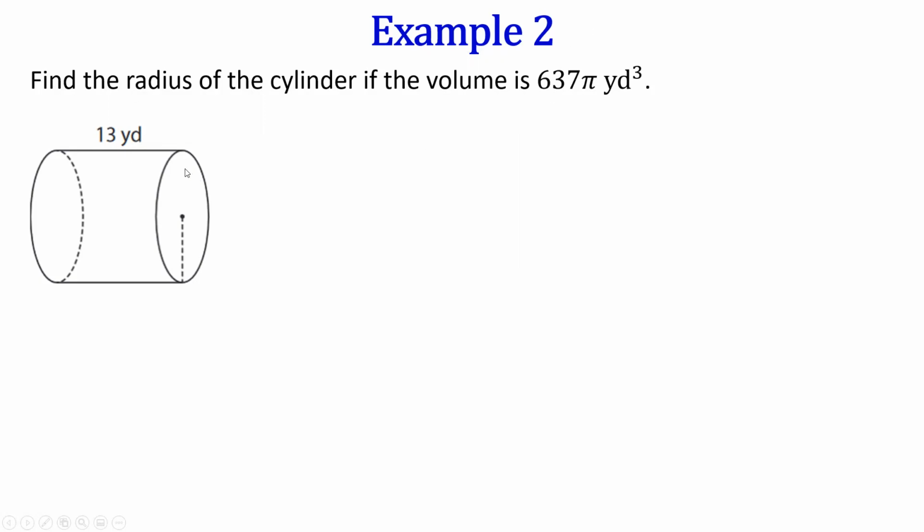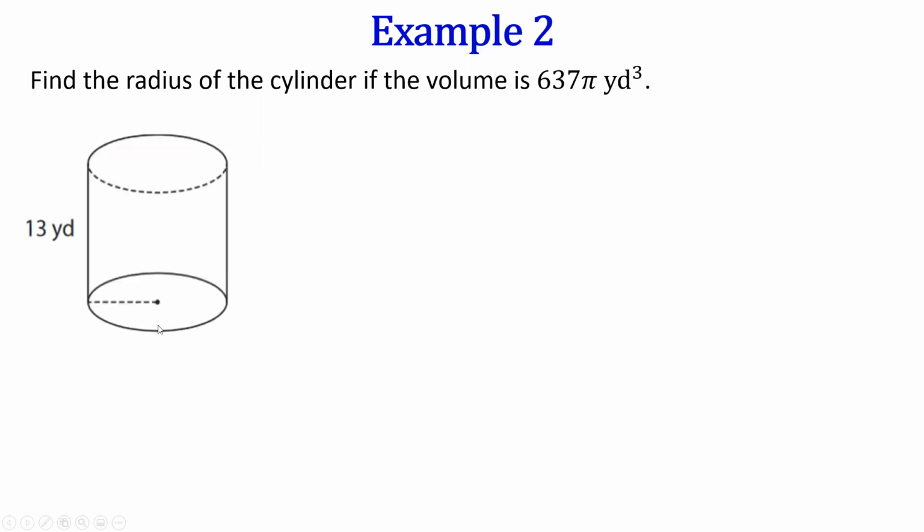Okay, so this time I have a cylinder and it's on its side. So if you don't like having your cylinder that way, you can just flip it and imagine it this way. Now you can imagine it standing straight up and down like a regular soup can or a soda can. And this time you're looking for the radius, and you know the volume is 637 pi.